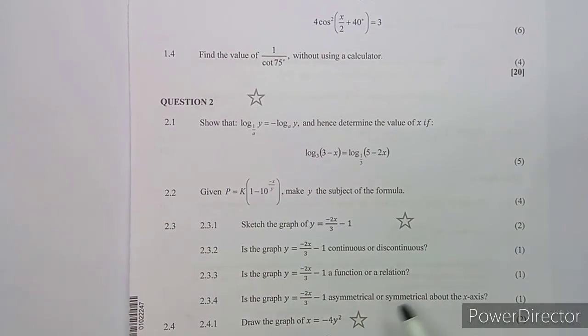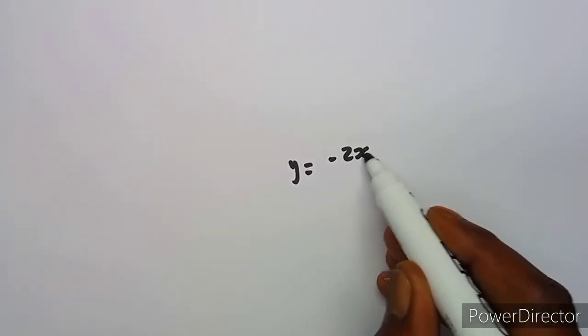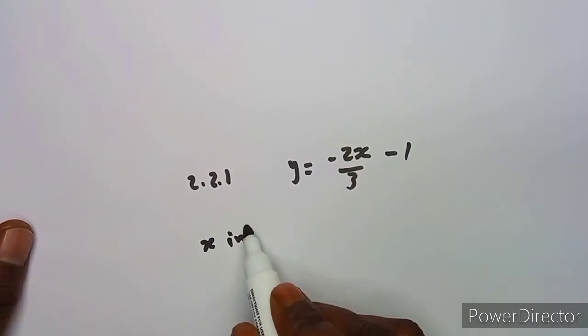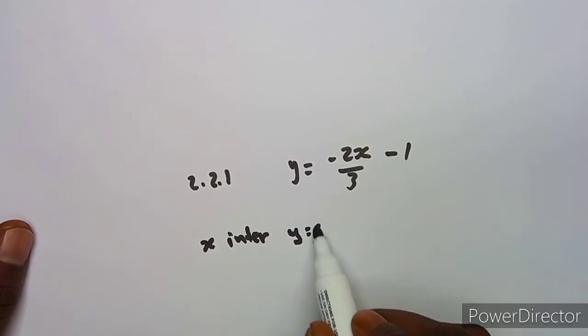Anyways, all right, on 2.31, sketch the graph of this straight line. So y is equivalent to minus 2x over 3 minus 1. So guys, a straight line does not even change. For you to sketch a straight line, it's always one and the same thing. You need the x-intercept and the y-intercept. So the x-intercept is on a condition that y is equivalent to 0. We know that for the x-intercept.